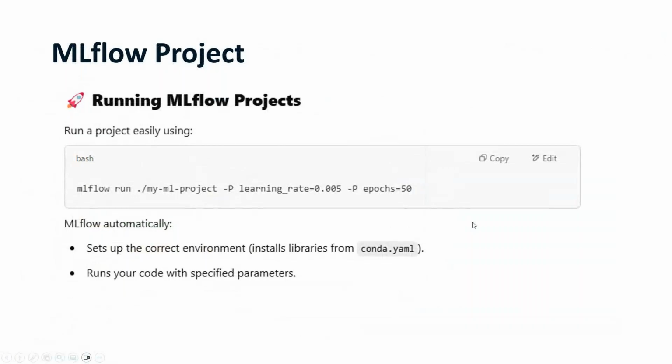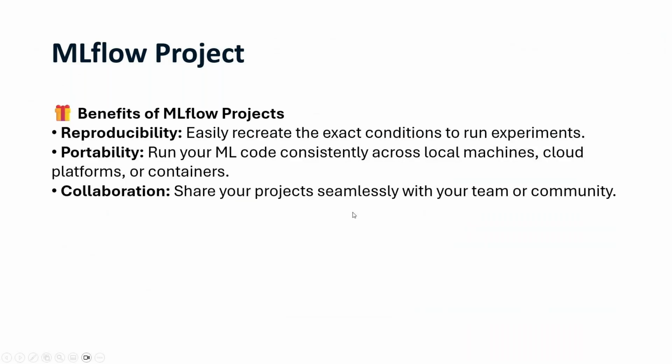Okay, so running an MLflow project. If you want to run an MLflow project, the whole directory, how do you run it? On the command line you can run the command mlflow run with the project, and then any parameter you want to pass, for example -p and then the parameter name and value, you can do that. Okay, so what is the benefit of MLflow projects? Reproducibility, which creates the exact conditions to run an experiment, portability, and collaboration. Portability is the important one, where you can run your ML code consistently across a local machine, cloud platform, and container.